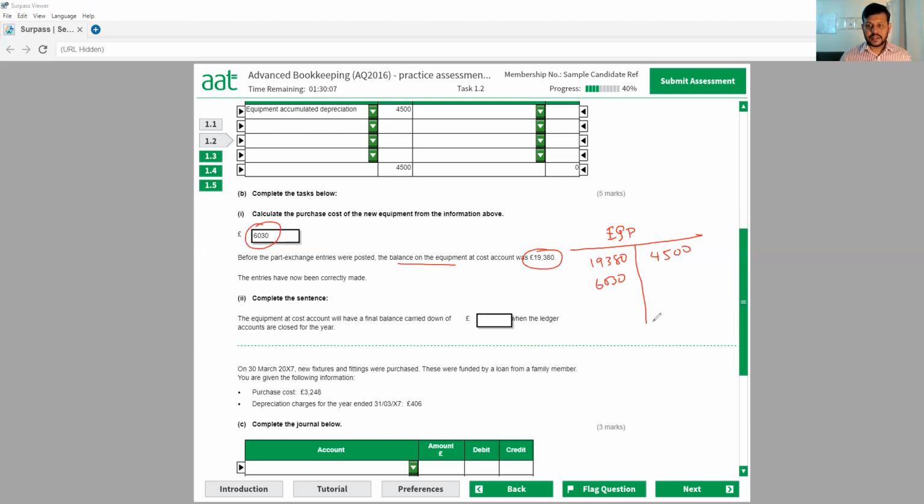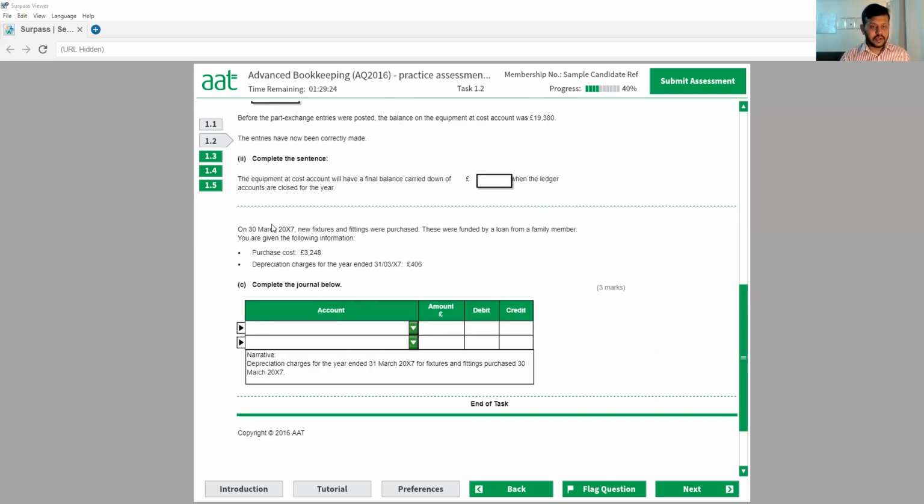That's it. So we added this one, 19,380 plus 6030. That gives me 25,410. We minus this one that we sold, it is gone. So the difference, the balance carried down, we have 20,910. So 20,910 will be the closing balance for the equipment. All right, let's move on to the next one.